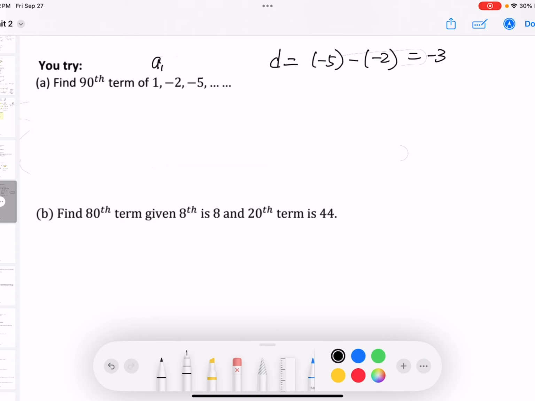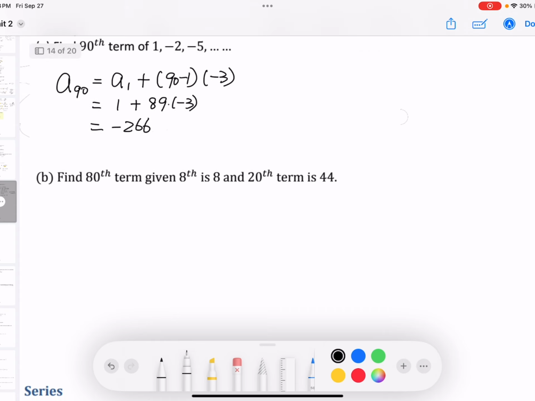So find the 90th term. A sub 90 is equal to a sub 1 plus 90 minus 1 multiplied by d, which is negative 3. So it's 1 plus 89 times negative 3. We should do the computation. We can use our calculator to find the solution, which is negative 266. Okay, the 90th term is negative 266.